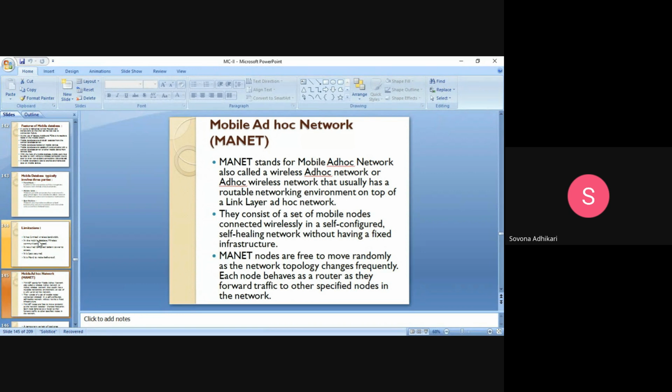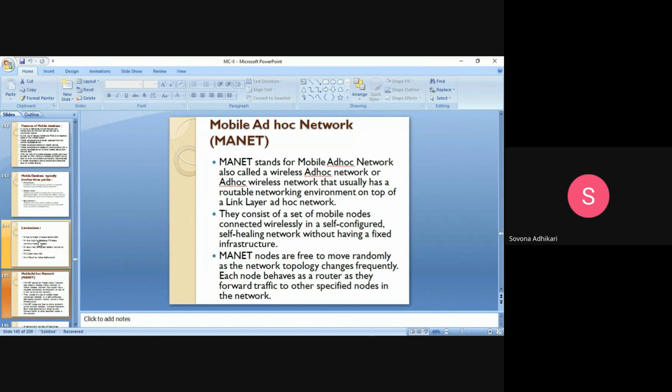Mobile nodes are free to move randomly, as the network topology changes frequently. As these are mobile devices, when moving, the network topology may change. Topology means the arrangement of nodes in a network. Please recall the types of topology: star topology, mesh topology, tree topology, bus topology. So when you are moving from one network to another, the topology may change. Suppose you are in a star topology and you are entering a bus topology. So it is free to move randomly as the network topology changes frequently.